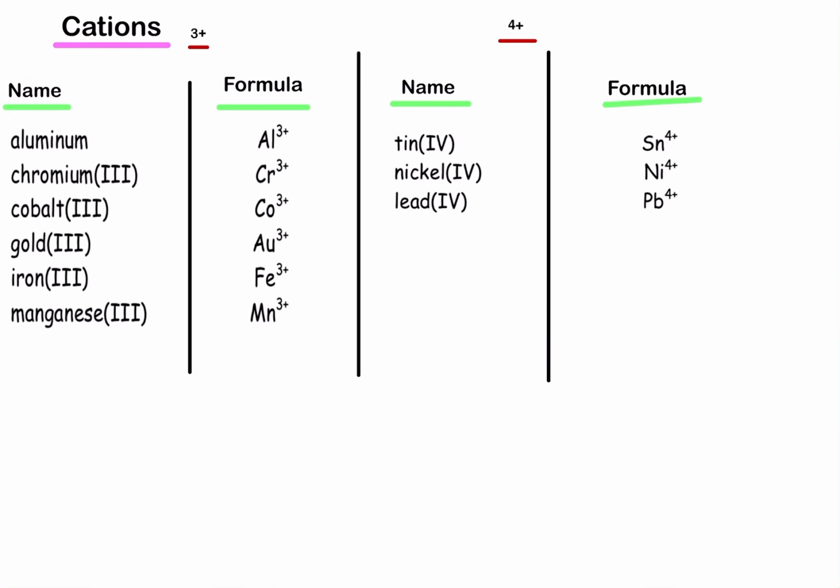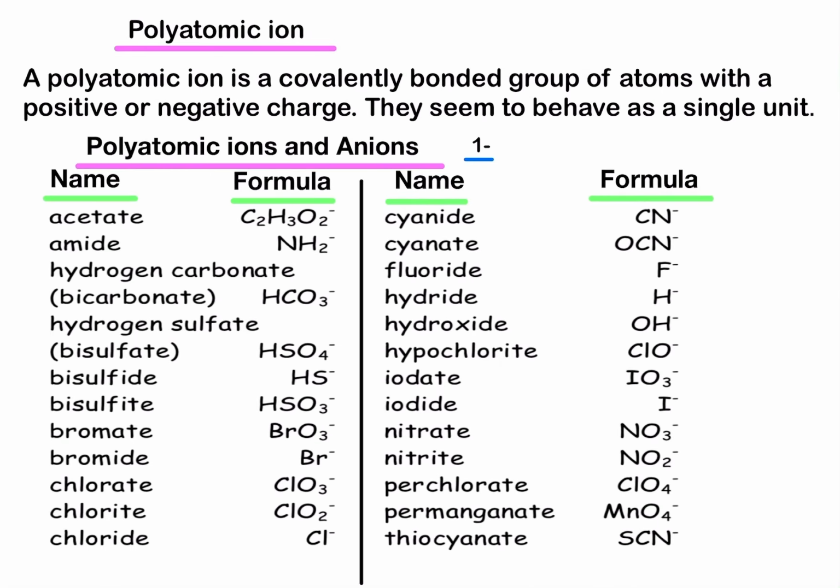Now let's move on to cations with 3 plus charge and 4 plus charge. Aluminium, Al3+, chromium 3, Cr3+, cobalt 3, Co3+, gold 3, aurum, Au3+, iron 3, Fe3+, manganese 3, Mn3+. Now 4 plus charge: tin 4, that is Sn4+, nickel 4, Ni4+, lead 4, Pb4+. Now we'll move down to polyatomic ions.